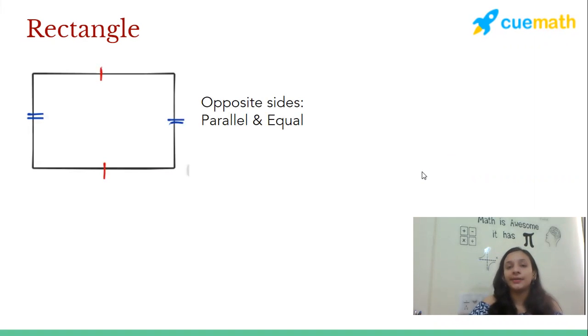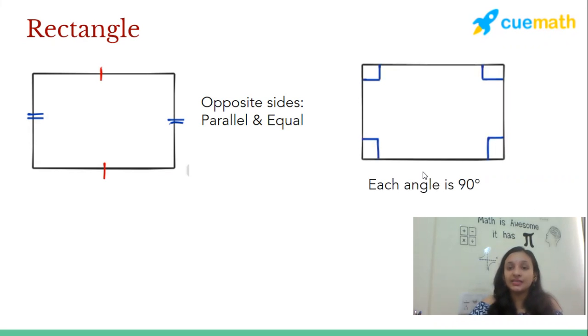Opposite sides are parallel and equal. So this is the same as a parallelogram. Okay. Then the next is each angle is 90 degrees. Each corner which you see is an angle which is measuring 90 degrees. So that is how it's different from a parallelogram.